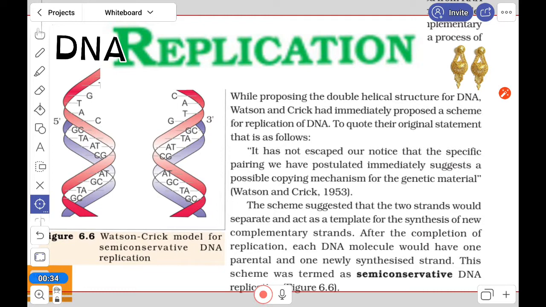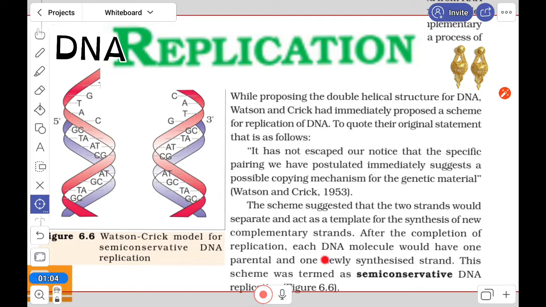In eukaryotes, it occurs in the nucleus during the interphase S phase, the synthesis phase of the cell cycle. But in prokaryotes, it occurs in the cytoplasm, and it is almost a continuous process. Now, several fundamental characteristics are there that we will discuss. First, it is a semi-conservative process.